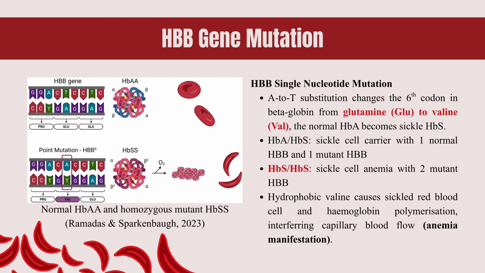Individuals with one normal and one mutant gene are identified as sickle cell carriers with no symptoms. In contrast, patients with homozygous mutant genes will suffer from sickle cell anemia. This is because the hydrophobic valine causes abnormal sickle-shaped red blood cells and hemoglobin polymerization, manifesting the anemic condition.